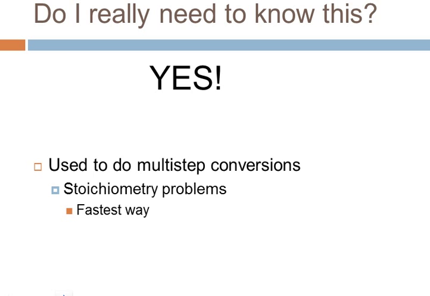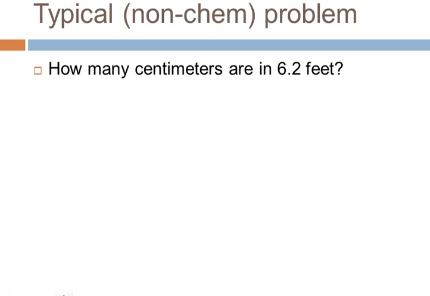So let's start by looking at a very typical problem that would use factor label. It's not a chemistry-based problem. It's a unit conversion problem. How many centimeters are in 6.2 feet? All right, well, this is something you can do. You can get out your calculators. It's not a difficult problem to solve.